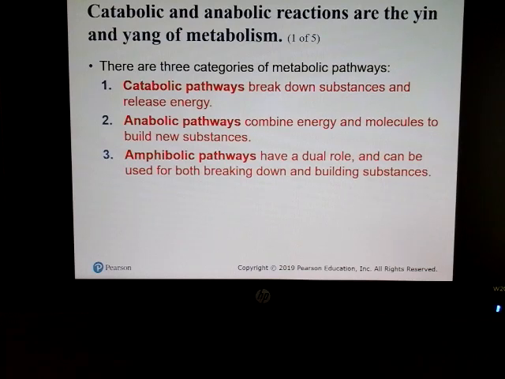So we have three categories. We have catabolic pathways. That's when you will break down substances and release energy. So you go from large to small. Anabolic pathways, where you will actually use energy and take smaller molecules to make bigger molecules. And sometimes we have what are known as amphibolic pathways, and that's when you can actually both break down and build up again.